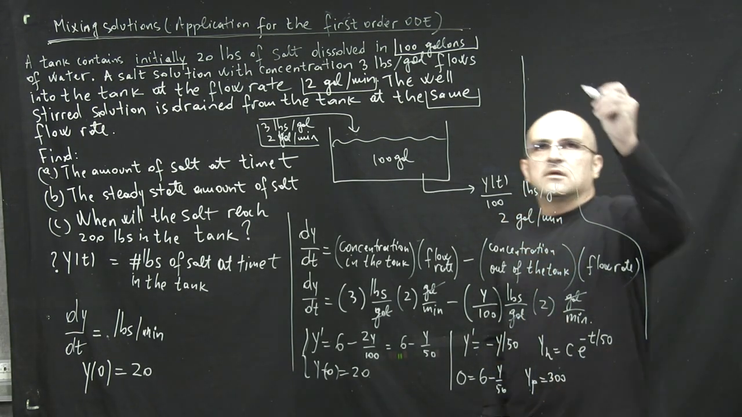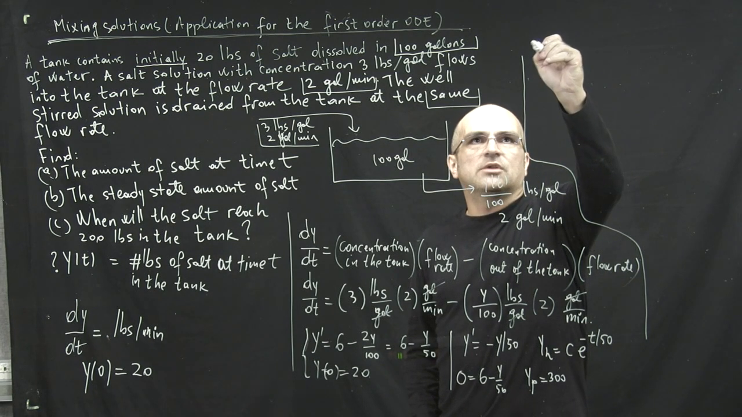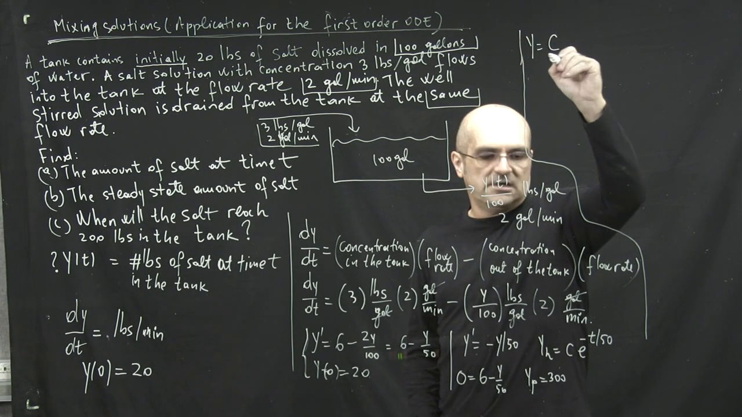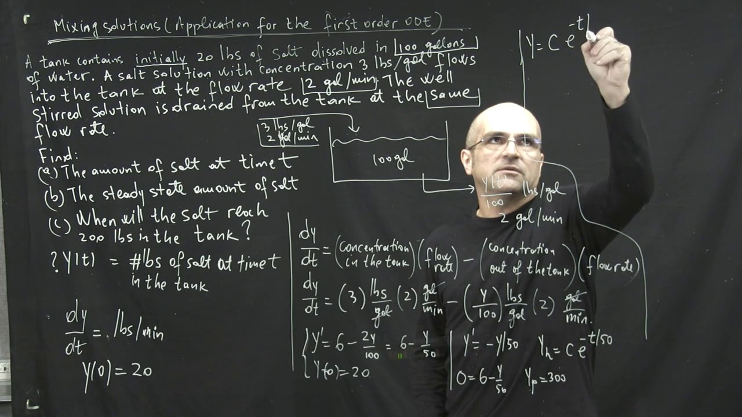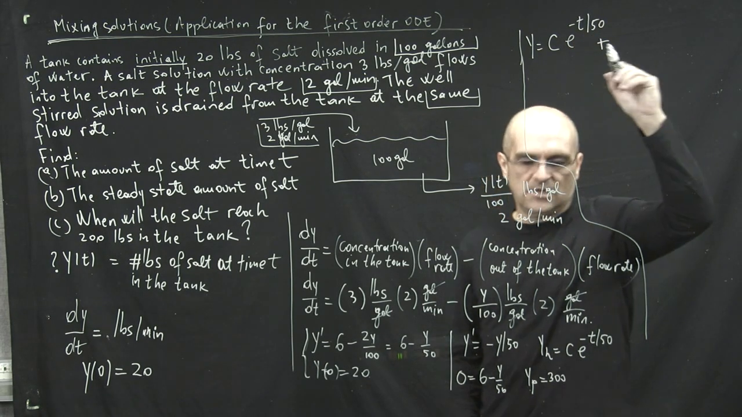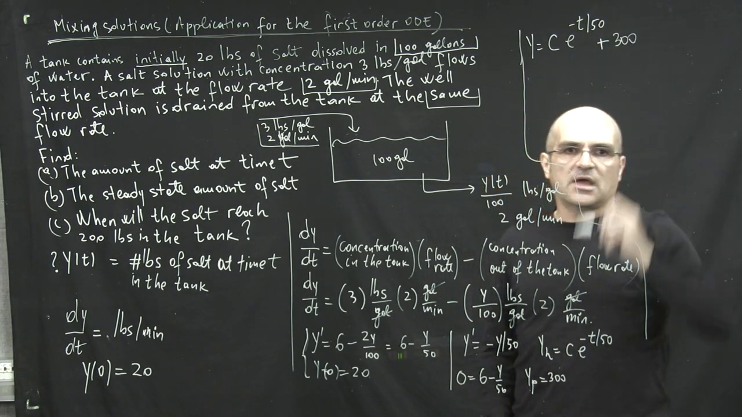So the general solution of the ODE is c e to the minus t over 50, which is the homogeneous part of the solution, plus the particular solution 300.